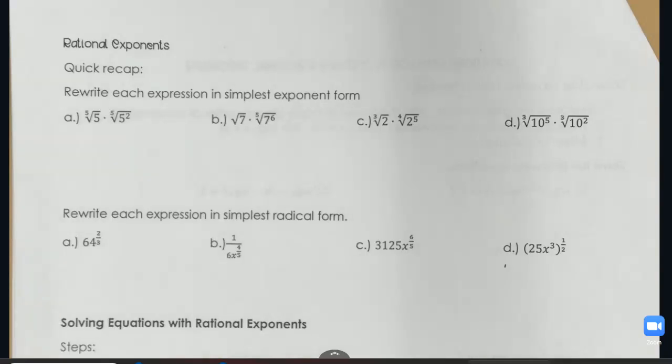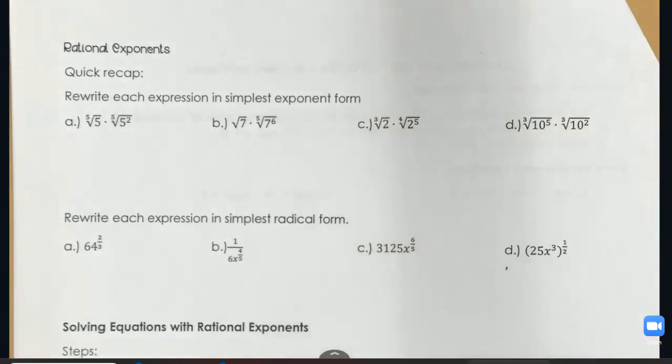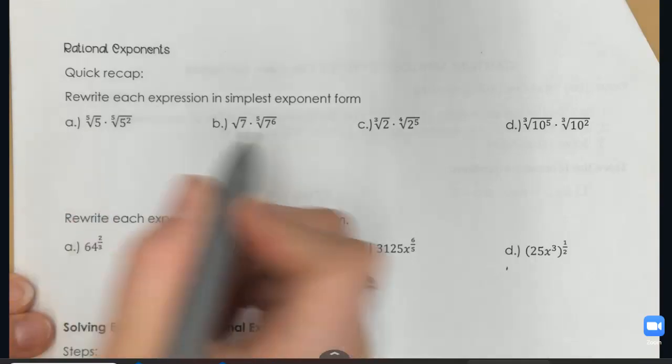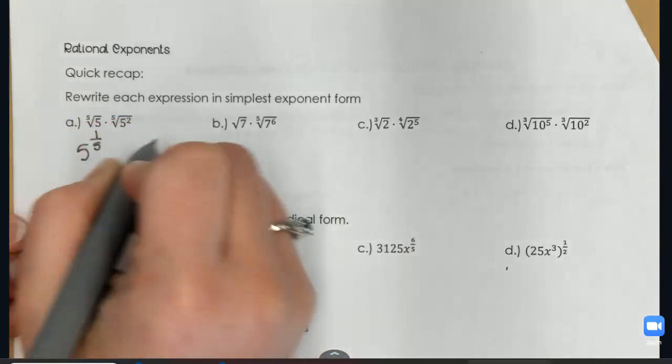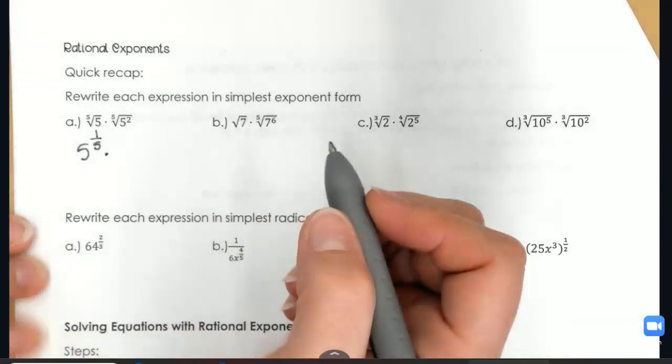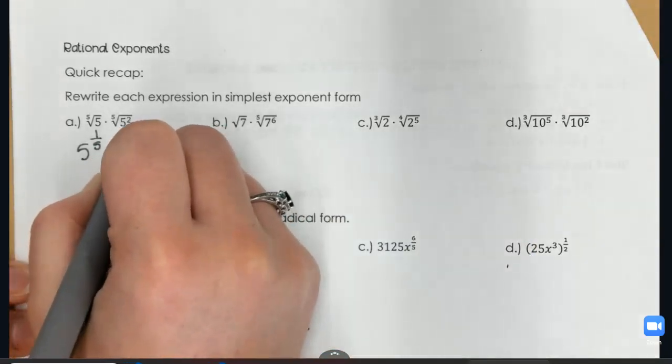All right, we are continuing to talk about rational exponents and solving some equations with rational exponents, but first we're going to do a quick review on writing rational exponents from radicals and combining like terms. So if we wanted to rewrite all of these in simplest exponent form, first they need to be written in exponent form. So if I have the fifth root of 5, that is equivalent to 5 to the 1/5 power, times the fifth root of 5 squared, that is equivalent to 5 to the 2/5 power.